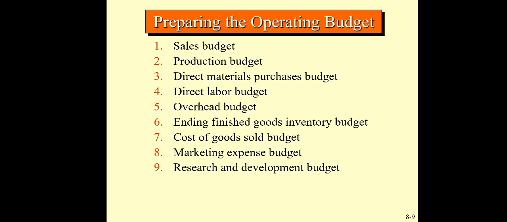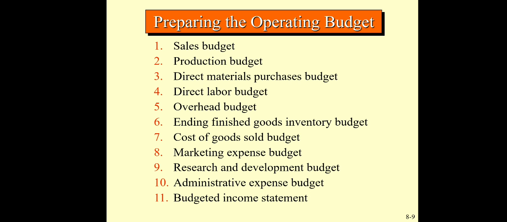Okay, then after the business has prepared the budget for direct labor, direct material, and overhead, the business can do budget number 6, ending finished goods inventory budget. And then the business can do number 7, cost of goods sold budget, number 8, marketing expense budget, number 9, research and development budget, and number 10, admin expense budget. And the last one, I think, in the master budget is preparing the budgeted income statement.